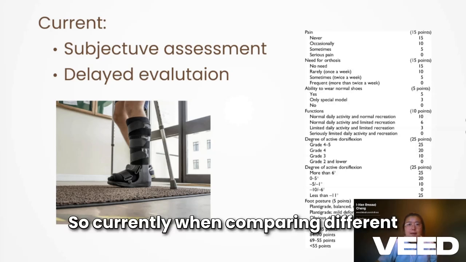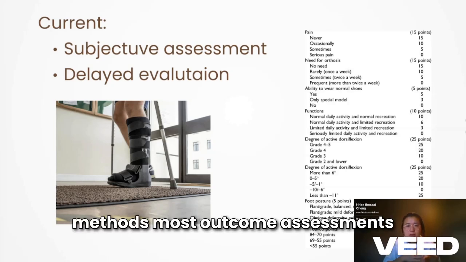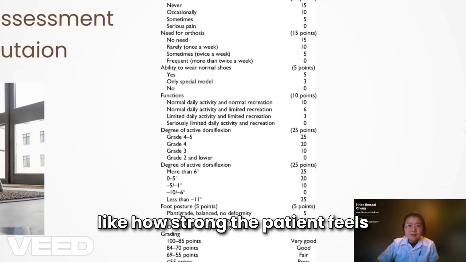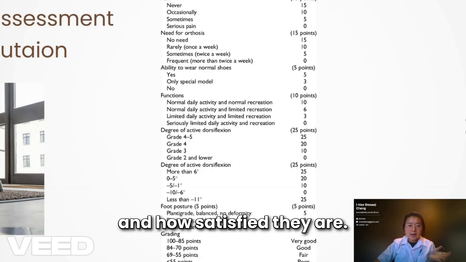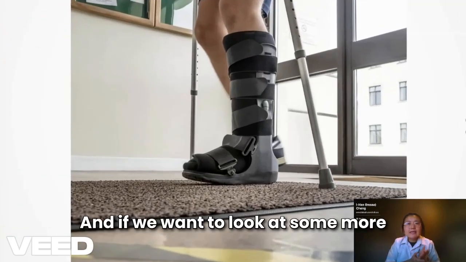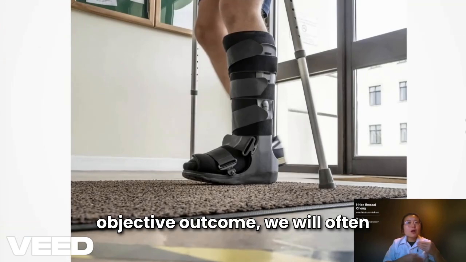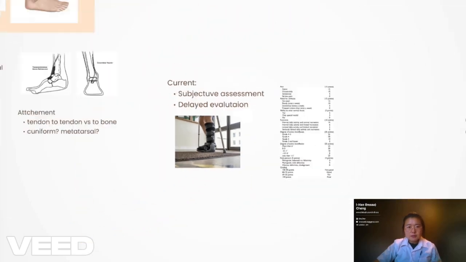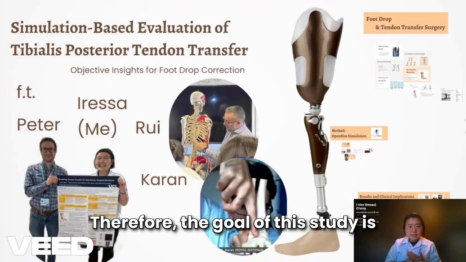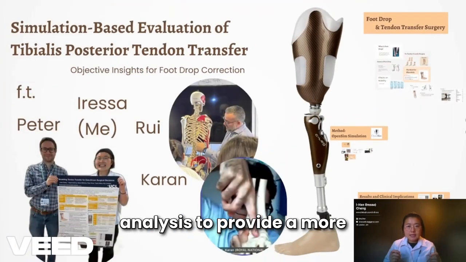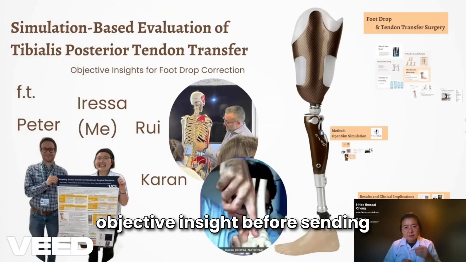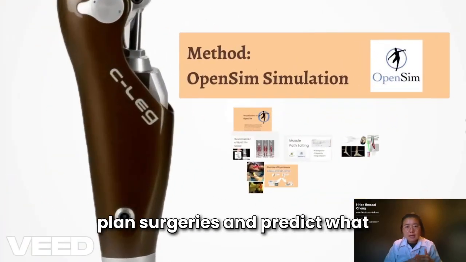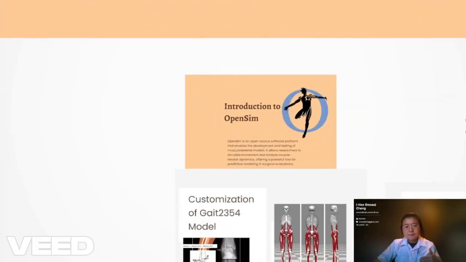So currently, when comparing different methods, most outcome assessment rely on patient's subjective feedback, like how strong the patient feels and how satisfied they are. And if we want to look at some more objective outcome, we will often have to wait for a long recovery period before we can find that out. Therefore, the goal of this study is to create a biomechanical analysis to provide a more objective insight before sending the patient into the theater. This could help surgeons plan surgeries and predict what techniques might work better.